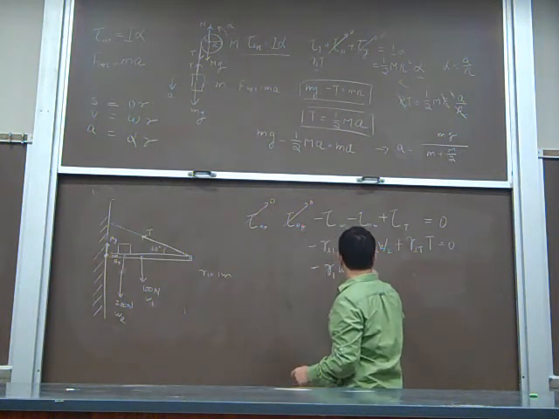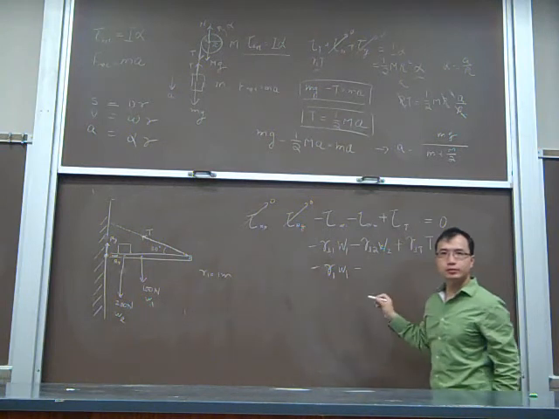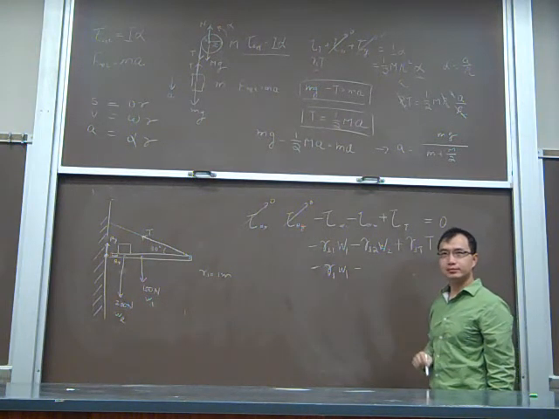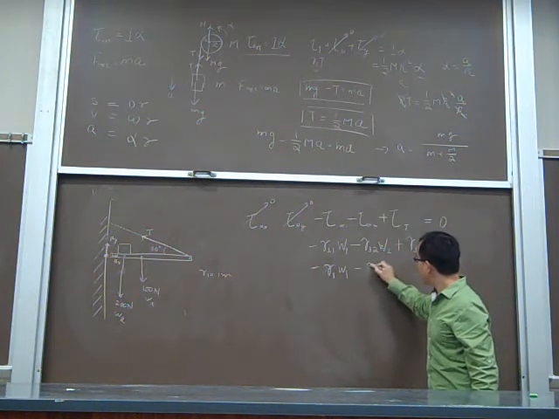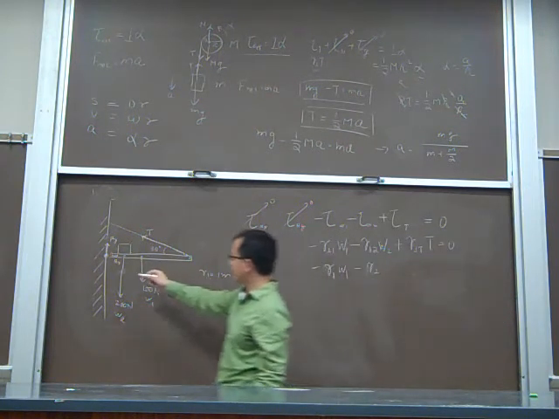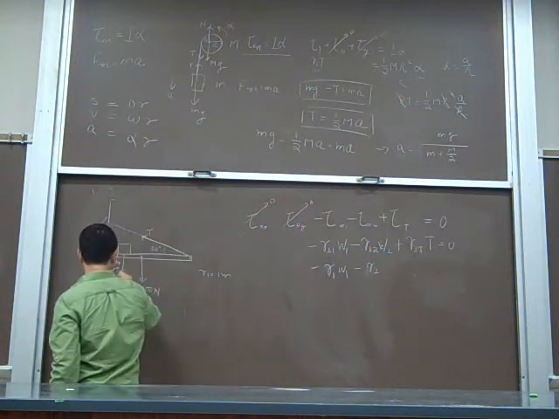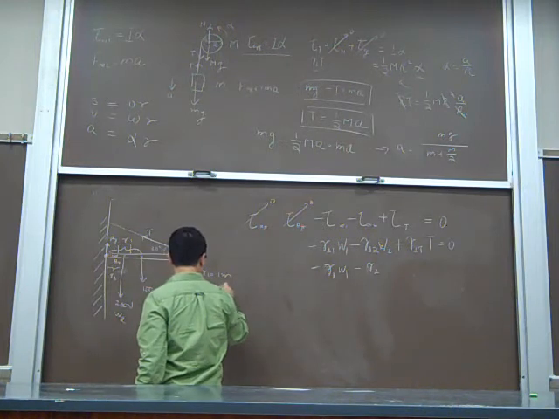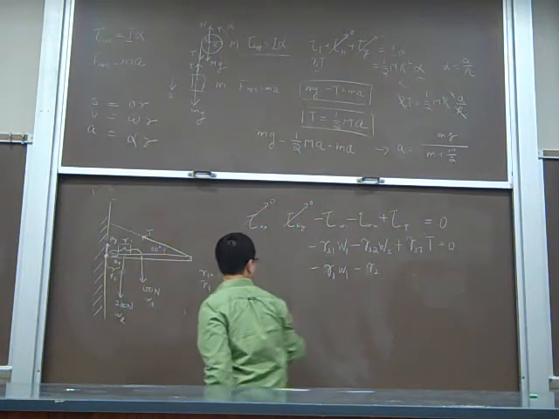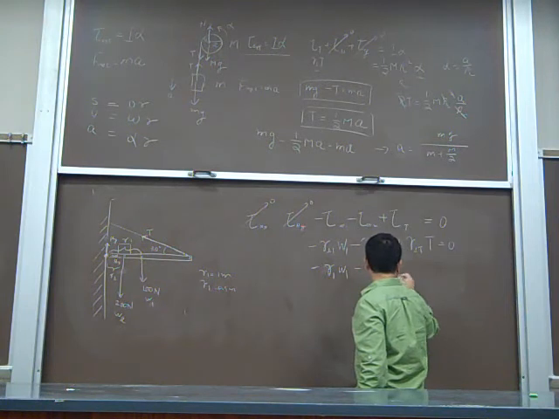W1. How about R perpendicular 2? 0.5. Let's go to R2. Here is R2, here is R1. R2 equals 0.5 meter, multiplied by W2.